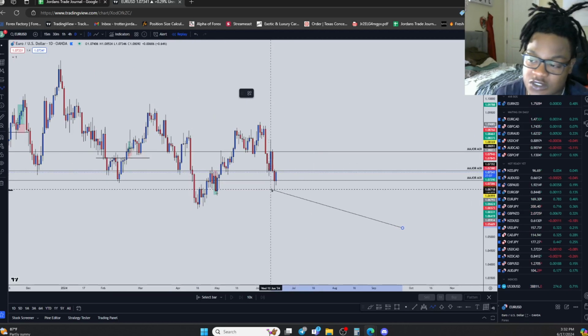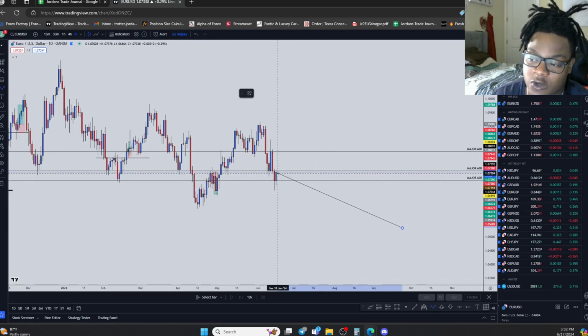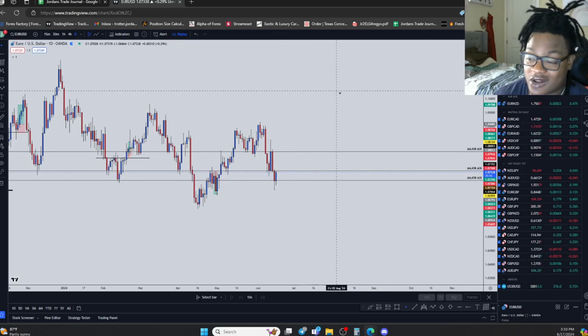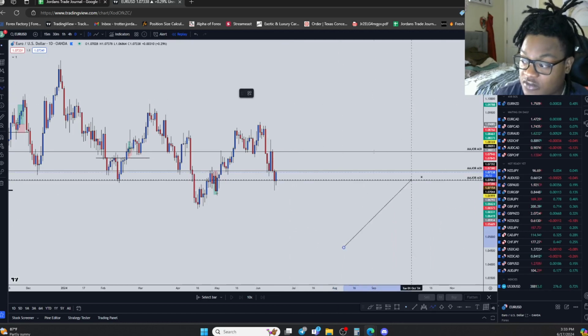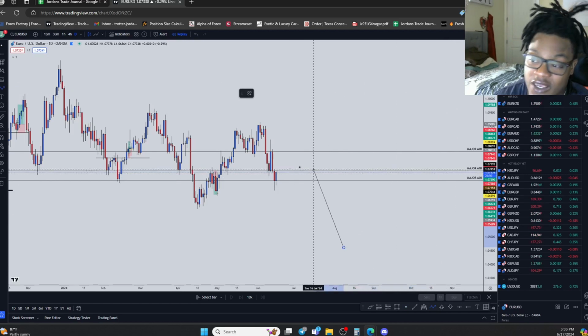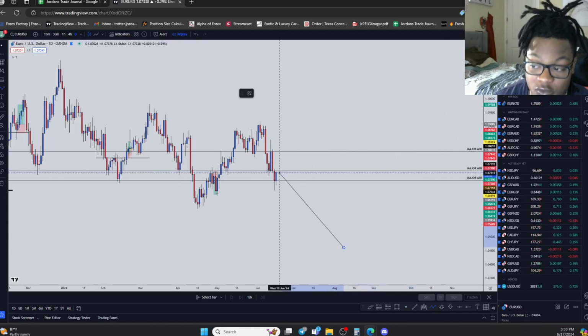So what I want to see, not only did we reach this zone, but I want to see another rejection be formed into this area. Right now, off the daily time frame, we are bearish. We are sitting underneath that beautiful major area of interest, and we're also forming a beautiful rejection towards this major area of interest. That is what I want to see.